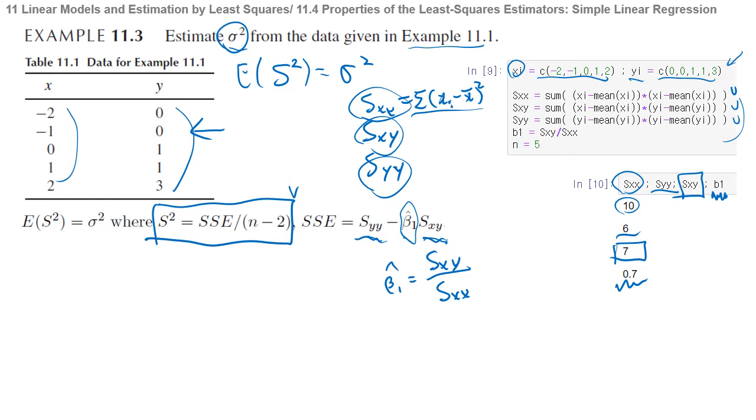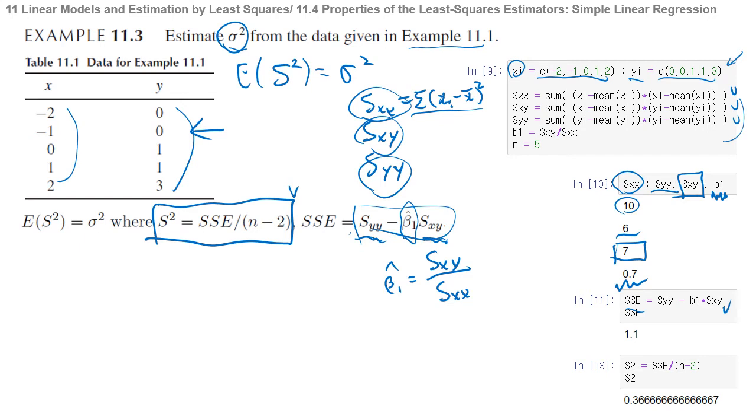After calculating all these numbers, now we are ready to calculate our S square. We can calculate SSE by this definition using this code, and also we can calculate S square by dividing SSE by n minus 2, which is 0.3666. Yeah, this thing. Okay.